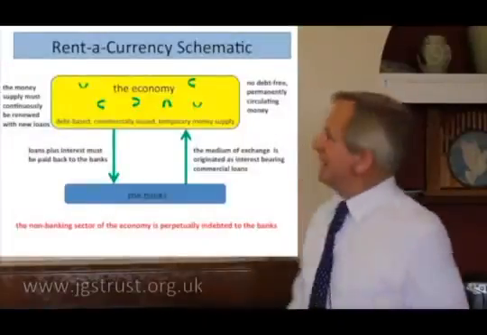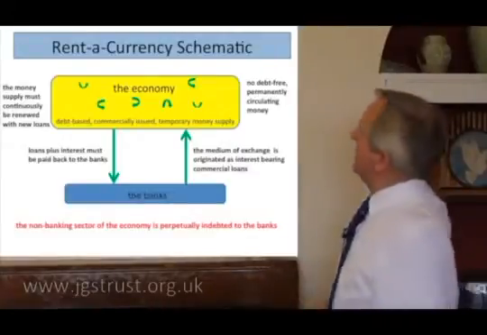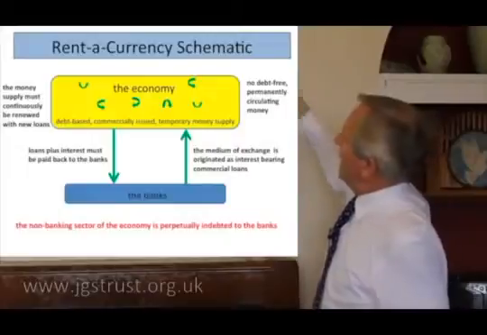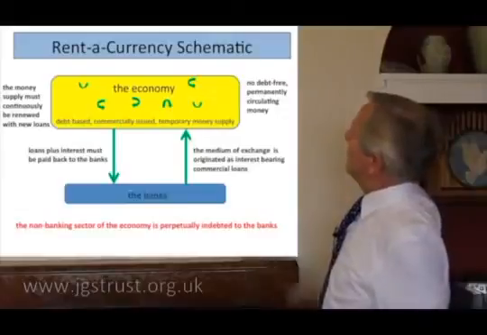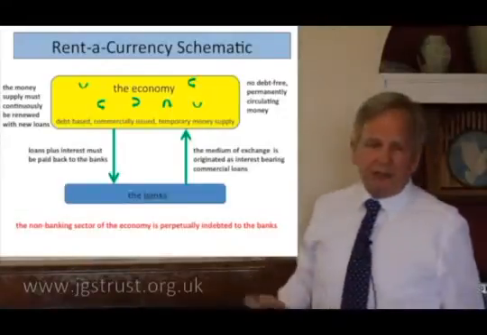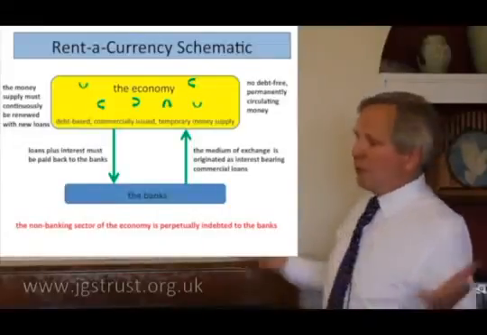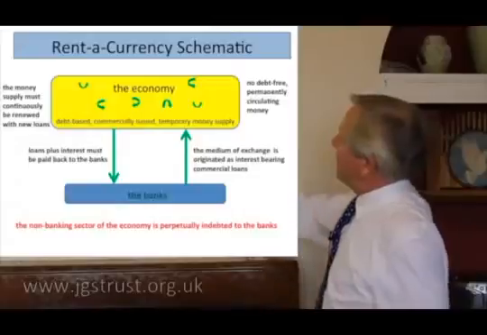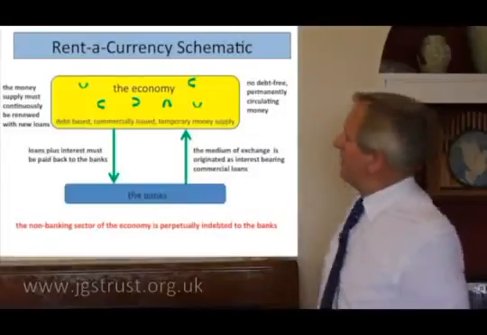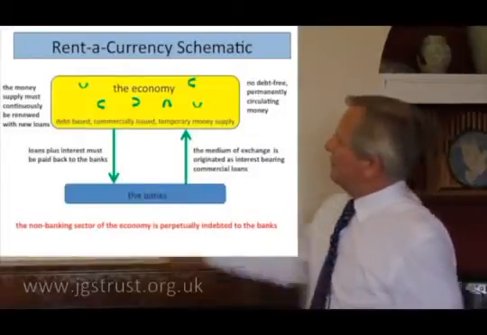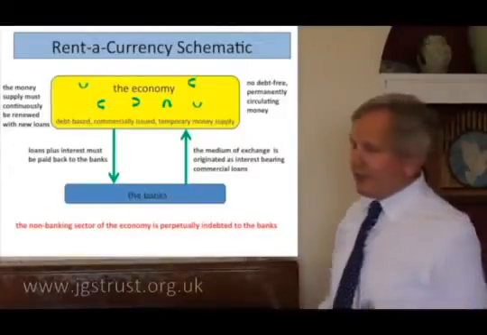Let's look at it schematically. Here's us in the economy. These arrows mean the money's going round and round. And what goes round and round up there is digits in banks' computers, and none of it is debt-free and none of it is permanent. It's all temporary, transient, ephemeral, and it comes into the economy, as we've seen, from interest-bearing commercial loans, and it drains back out of the economy as the loans plus the interest.